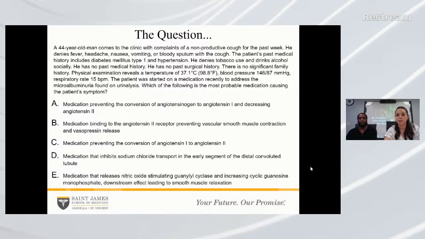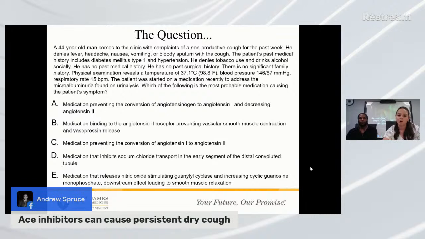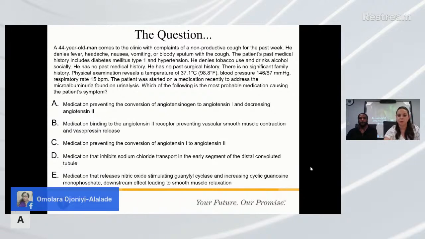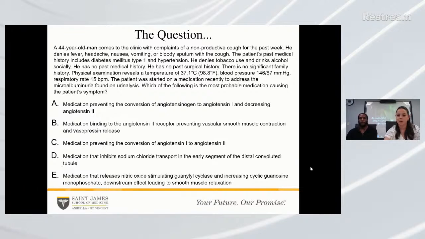So we have one person who's written in and said that he thinks it's C. I remember on social media, on our various platforms, they were also writing in C. So the ACE inhibitors cause dry cough. Okay. We also have somebody who's writing in saying A. Okay. Good thoughts, good thoughts.